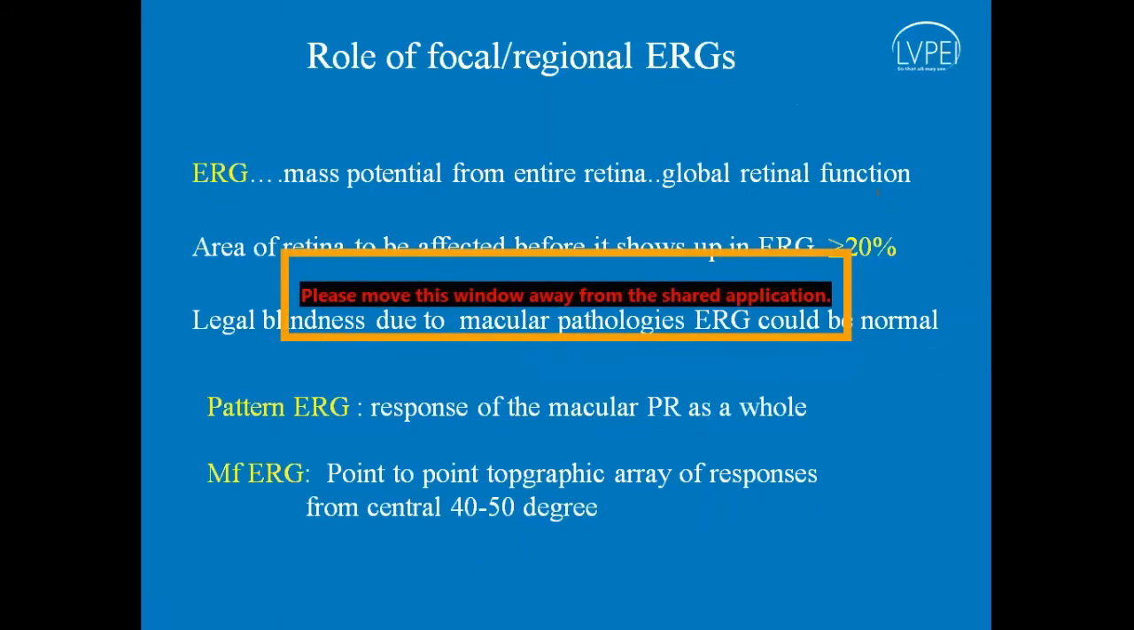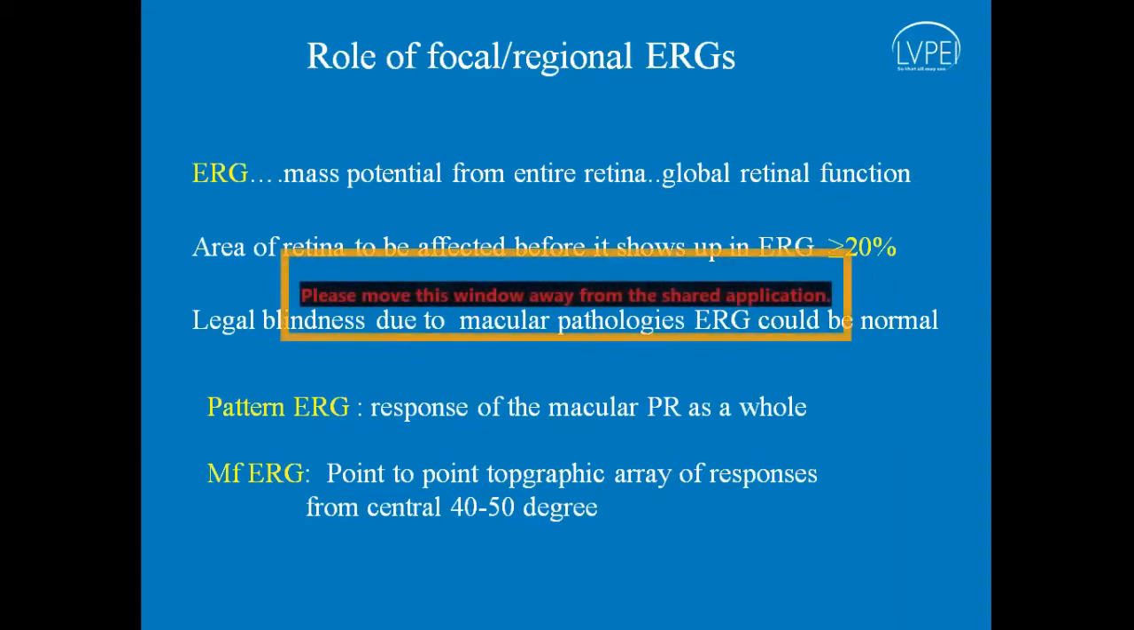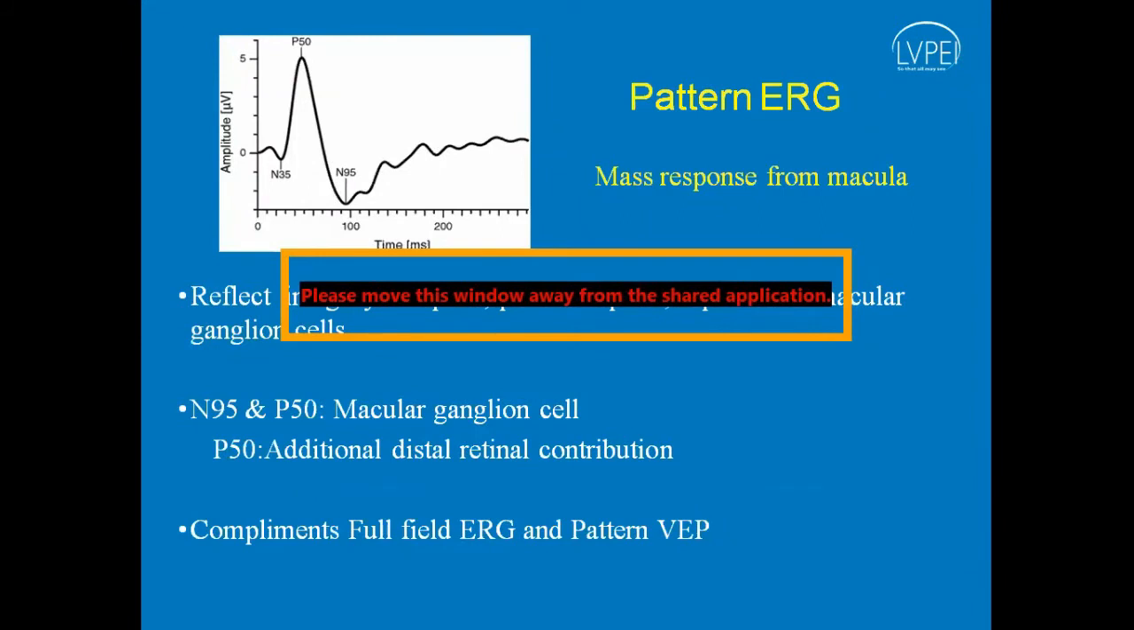Now pattern ERG is a mass response within a specific region. Say within the macular area, all the responses together show up as pattern ERG. Multifocal ERG shows a point-to-point response, a topographic array of responses from the central 40 to 50 degrees. So here we just see individual areas and how the response is. Pattern ERG reflects the ganglion cells at the macular area, and the important components include N35, P50 and N95.